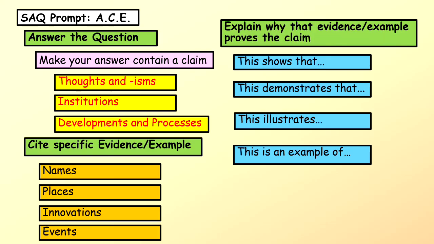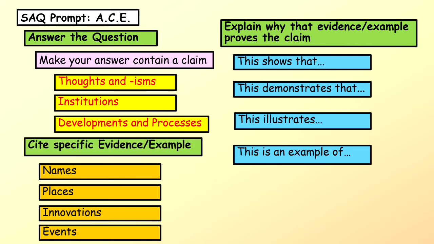This is the basic outline for how to answer an A, B, or C part of an SAQ prompt. Teachers like to use the word ACE, A-C-E. First part is answer the question. Make your answer contain a claim. Think about, at this point, thoughts and isms of the time and place that the prompt is referring to, the institutions that we've studied, the developments and the processes that we've studied. Your claim is really about the larger picture.